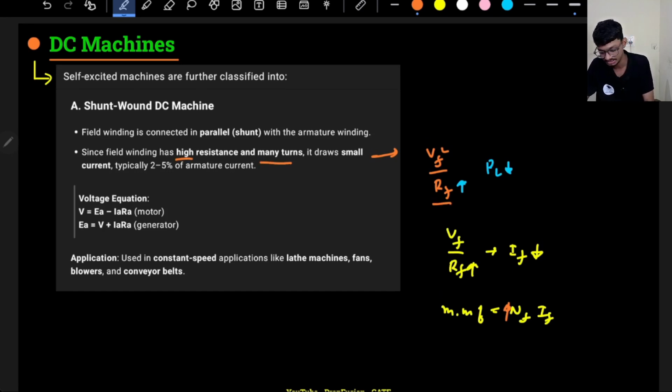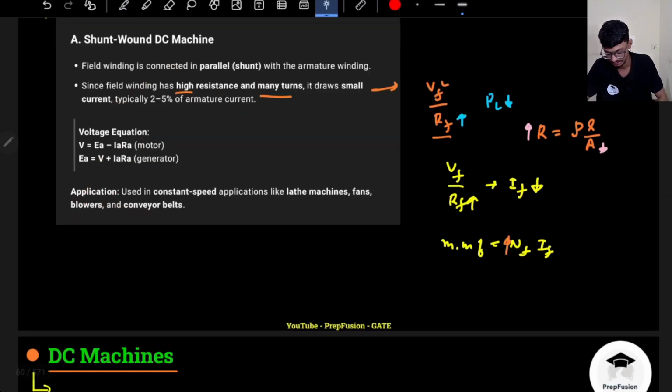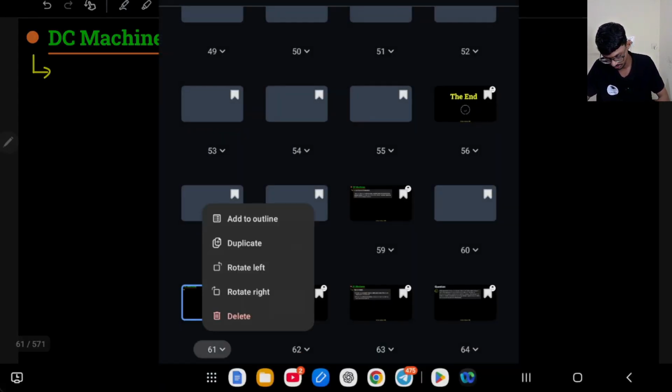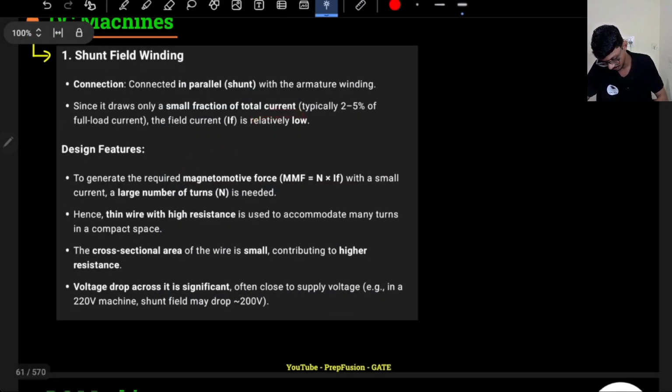And as it has high resistance, why will it be thin? Because resistance is rho L by A. There are two ways to make it high resistance: either you increase the length or you reduce the area. If I reduce the area, the resistance will increase, so the cross section will be very thin. That's why the resistance will be increased. So these are the reasons why the field winding is like this. I hope you have understood this basic point. The same thing is written over here, whatever I have told you.